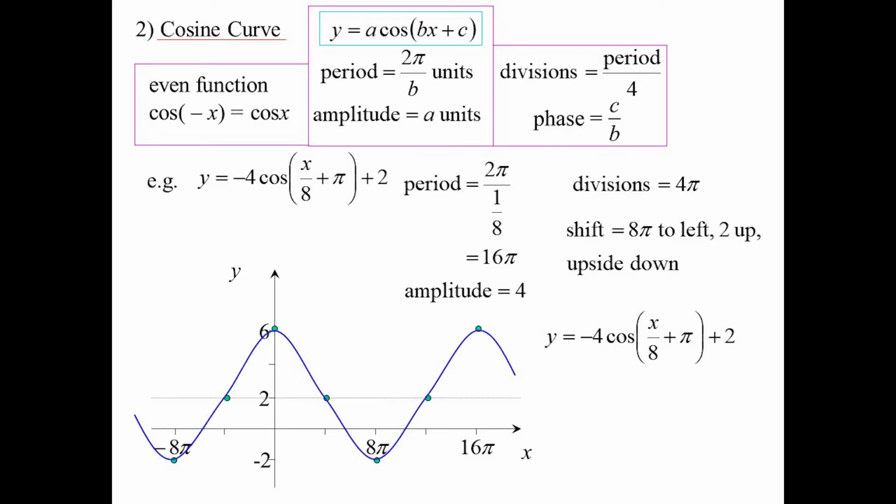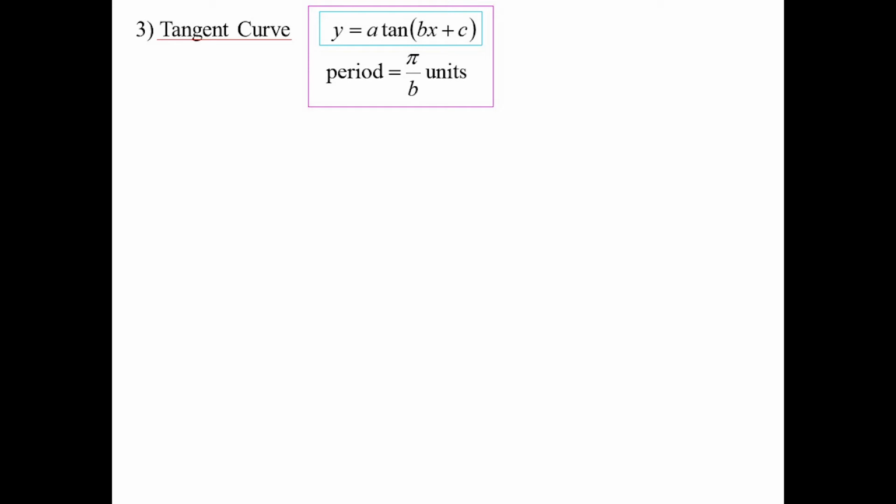All right, tangent. Well, tangent is a little bit different. So there's a tan bx plus c. The period for a tan curve is only 180 degrees, or pi. So when I generalise it, it'll become pi divided by b instead of 2 pi divided by b. And for the key divisions, I only have to divide by 2. So it's still on our basic one every 90 degrees, but whatever the period is, divided by 2. The phase is still the same, of course, it's c over b.